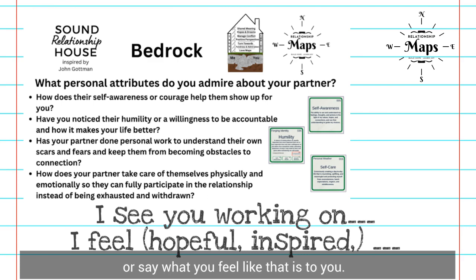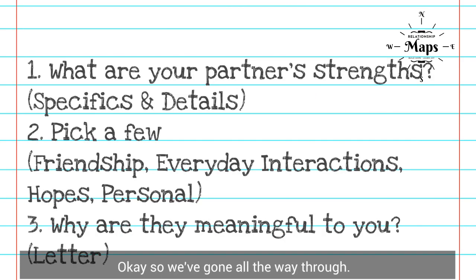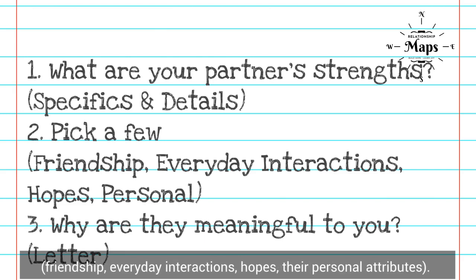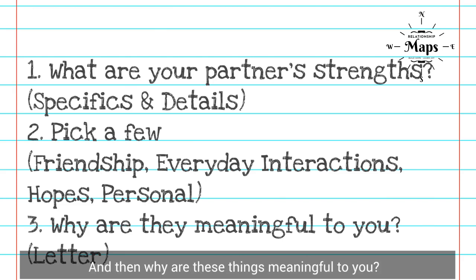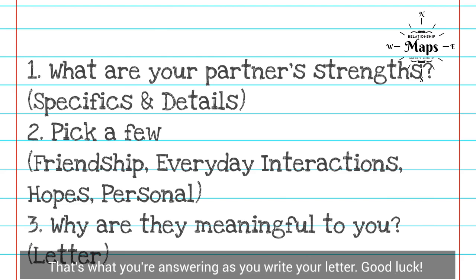Okay, so we've gone all the way through. What are your partner's strengths? You've got lots of options. Be specific, gather details, pick just a few in each of these categories if you can: friendship, everyday interactions, hopes, their personal attributes. And then, why are these things meaningful to you? That's what you're answering as you write your letter.